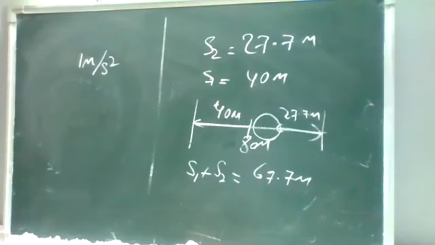I'll repeat the question again. A 100-meter sprinter increases her speed from rest uniformly at the rate of 1 meter per second square up to 3 quarters of the total run, and covers the last quarter with uniform speed.